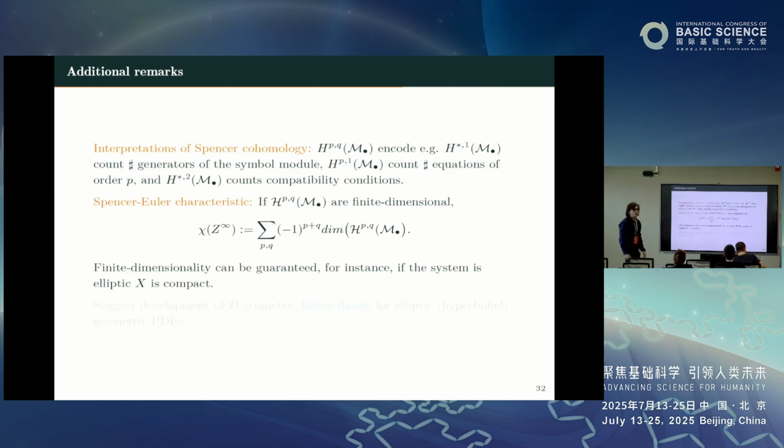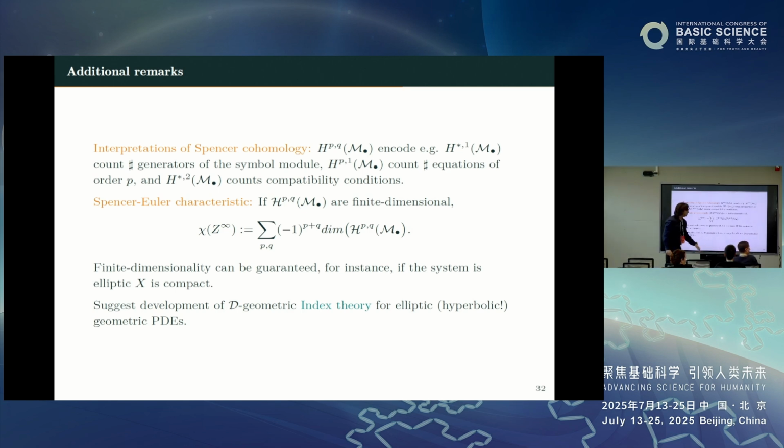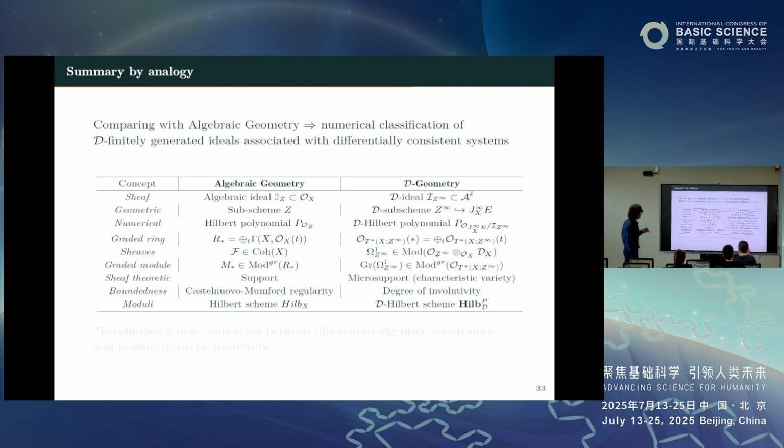You can also define the Euler characteristic for these things, right? And this suggests the development of D-geometric index theory for people in relativity theory and differential equations. It's very hard to deal with algebraic formalism for hyperbolic operators, but it's not impossible, we think. We haven't done it. All right, so anything that you could do in regular algebraic geometry, you can do for D-geometry.